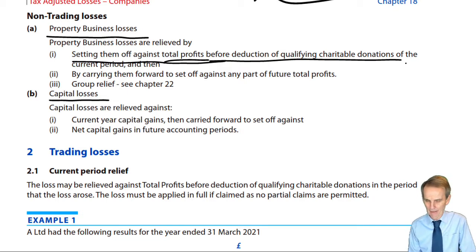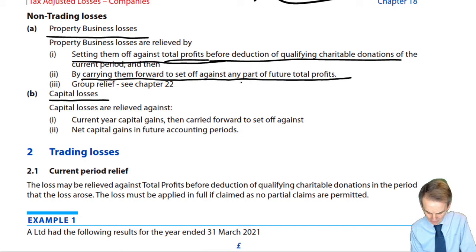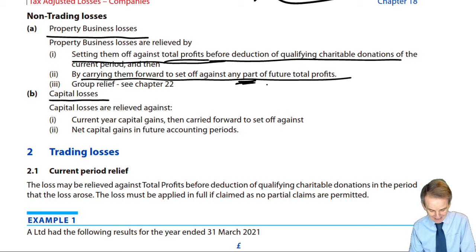Now, it is very unlikely that those property income losses would be bigger than the total profits of the company. But if they were, then just one use: carry them forward to set off against any part. Again, flexibility on the carry forward, as we have with trading losses, as we've just learnt there. On the carry forward, any part of future total profits. Or indeed, as we've just discussed, even those excess losses after must always be the current period claim first of all. That's always priority. But then, if you don't want to carry them forward, if you have the ability to group relieve them, then you can do that instead.